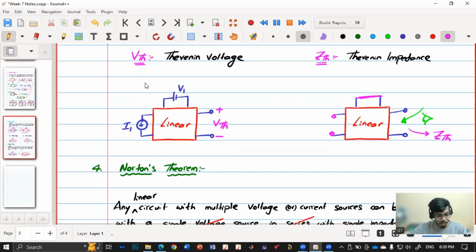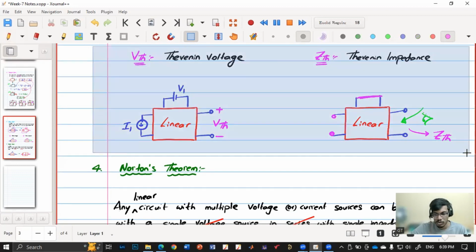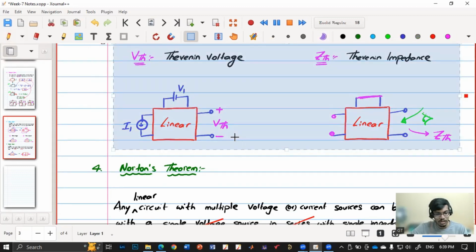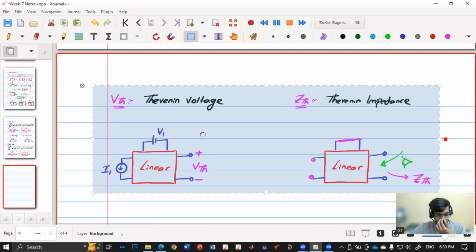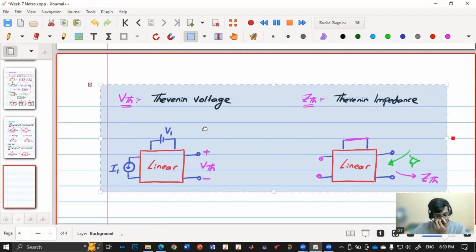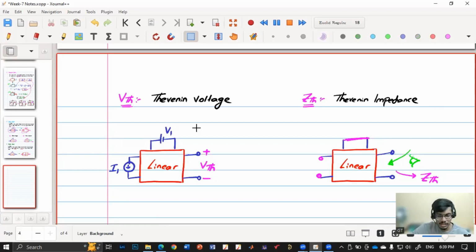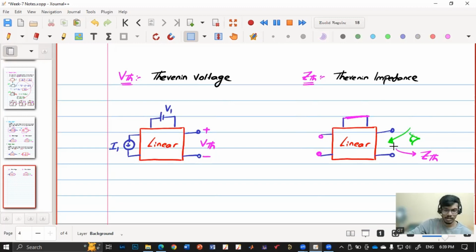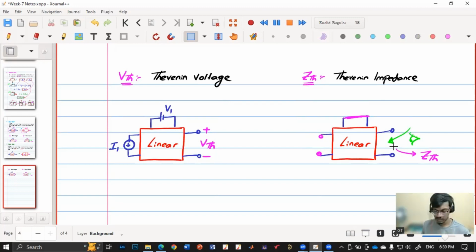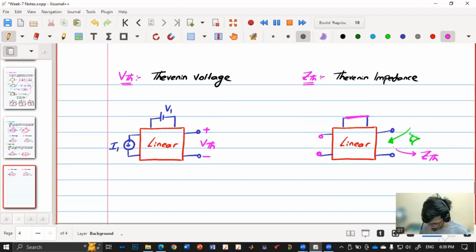So I'll just copy paste it from here so that it will save our time. Also, you can correlate directly. So in the case of VTH, it is Thevenin's voltage and Thevenin impedance. Here also, Norton impedance and Thevenin impedance are both same. So maybe they'll write Zn or ZTH. Both will be the same because the way we are finding them, it is same.